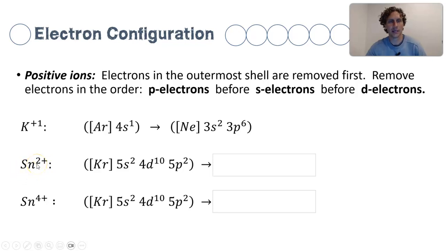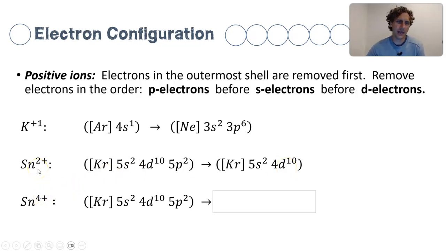Tin. Tin 2 plus. What will that become? Where will it lose electrons? Well, it's going to lose these two. And so a tin 2 plus ion becomes basically krypton 5s2, 4d10. And it's lost those two. Okay, so this is a Sn2 plus ion.